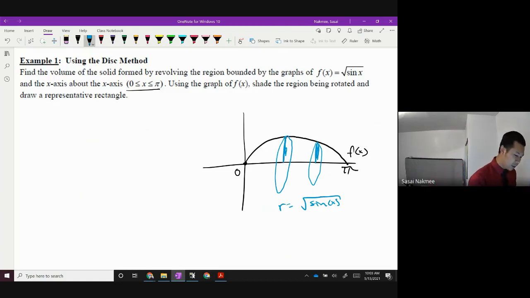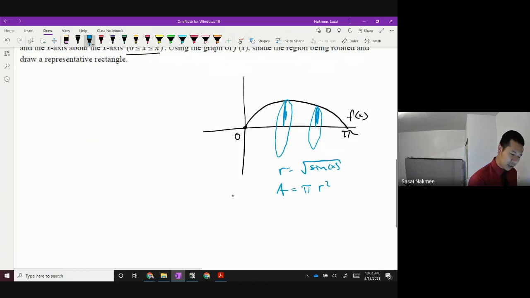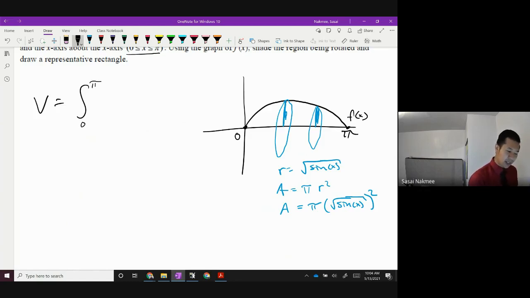So if I'm looking for the area of this little circle that I have right here, that area is going to equal pi times whatever r is squared. But r in this case is that crazy looking square root, so the area is going to equal pi times the square root of sine of x, squared. So to calculate the volume of this in this problem, it's still going to be the integral type of thing, right? We're doing the integral from 0 to pi in this particular case, of pi r squared.